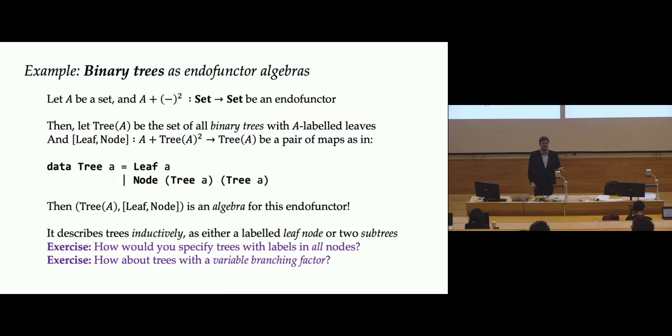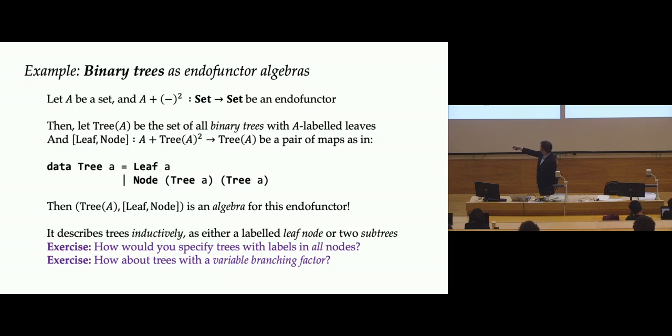You can also do similar things with trees. Note there are very minor changes from this slide to this slide. Now I'm looking at A plus blank squared to describe binary trees with A labels on the leaves, right? So tree of A is now the set of all binary trees with elements from A in the leaves of the tree. And we have leaf and node as our two structure maps, which will take either something of type A and wrap it into a leaf tree, or take a pair of trees and wrap it into a branching node, which maps into the two trees as a left and right subtree, right?